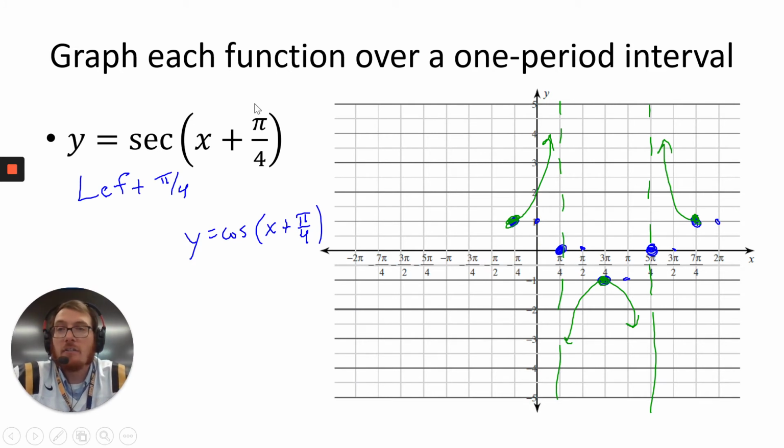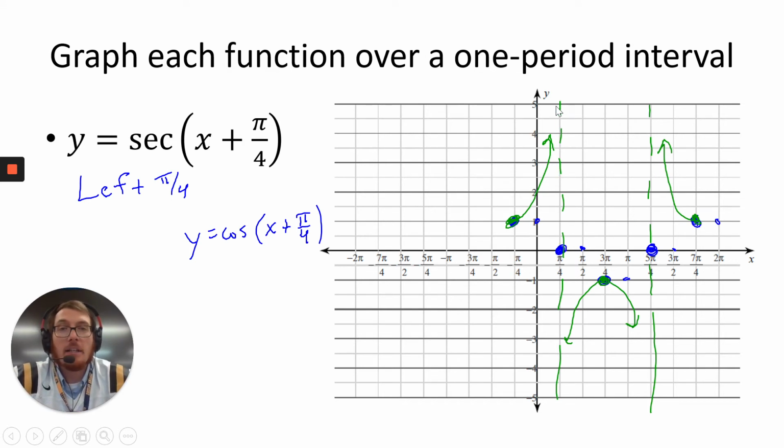Next graph is secant of x plus pi over 4. Remember, that moves everything to the left pi over 4. When you're looking at application questions on homework, for example, that means it's a negative pi over 4 phase shift. You'll notice that these dots here just moved over. So these smaller dots would have been the regular cosine graph. I move all the spots over to the left, pi over 4.